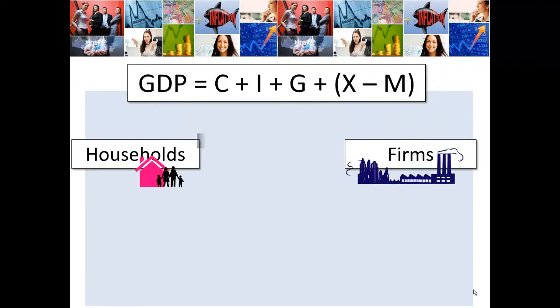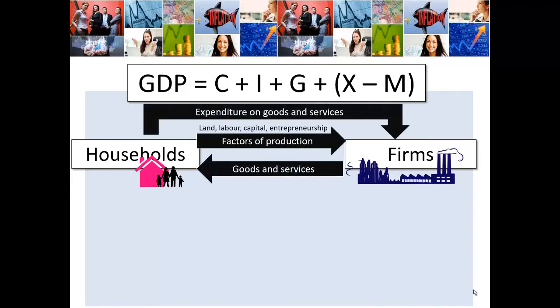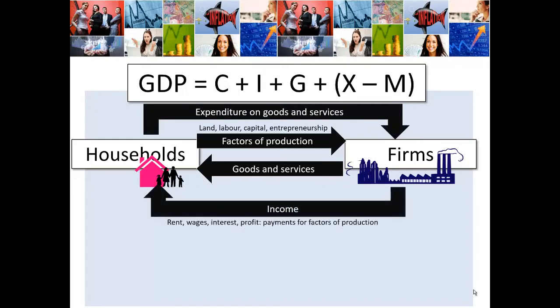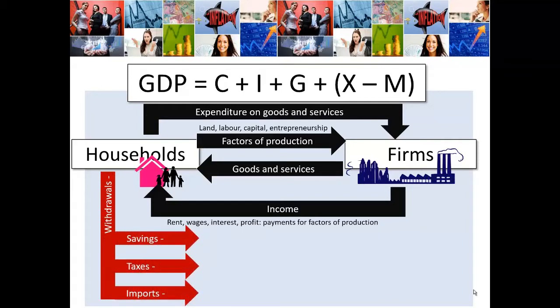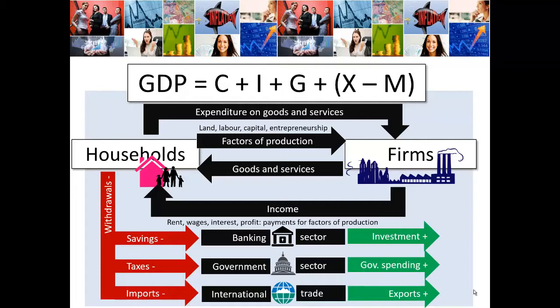Households and firms, factors of production, goods and services, spending on those goods and services, income for the factors of production. We have our 3 withdrawals from the circular flow. The 3 additional sectors here: banking, government and the overseas sector, giving us international trade. Investment, government spending and exports are our injections into the circular flow.